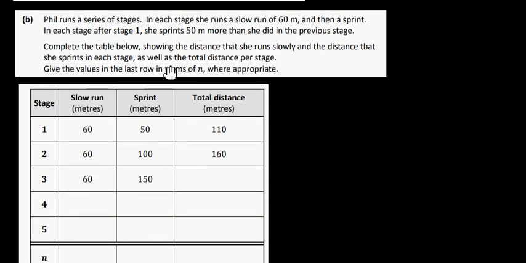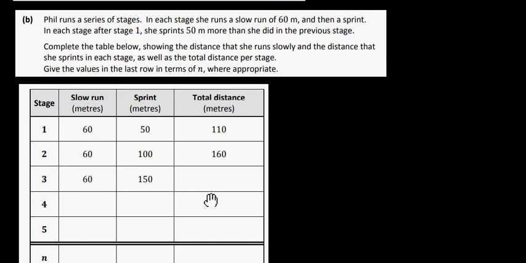So part B is where Phil runs a series of stages. In each stage she runs a slow run of 60 meters and then a sprint, in each stage after stage 1. So she does a slow run first, then a sprint run here. Here we have the total distance and here we have the stage numbers. In each stage, after stage 1 she sprints 50 meters more than she did in the previous stage. So you can see here she does a slow run for 60 meters. The first stage she runs 50 meters at a sprint, and the second stage then she does 50 meters more at sprint, and so on. She's doing 50 meters more each time here.